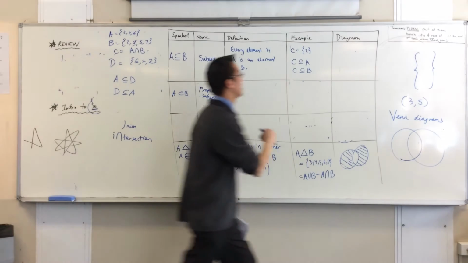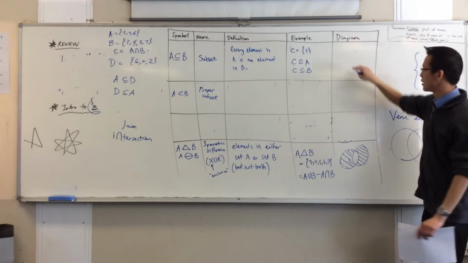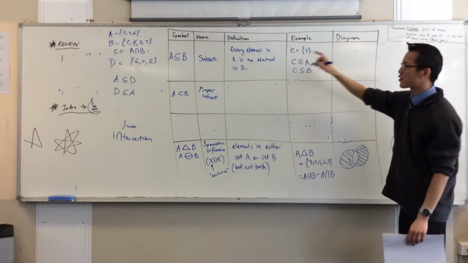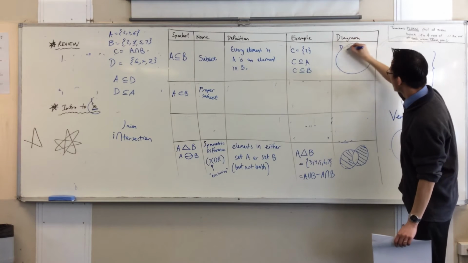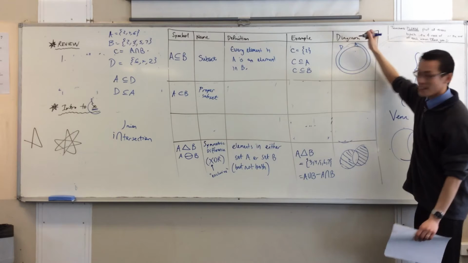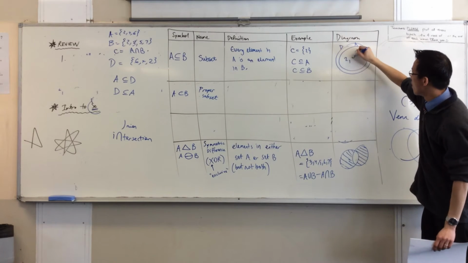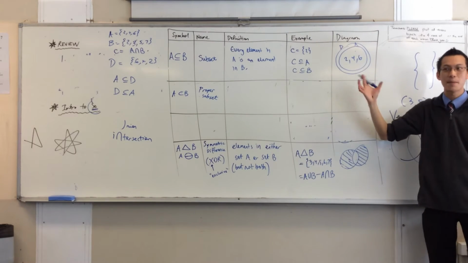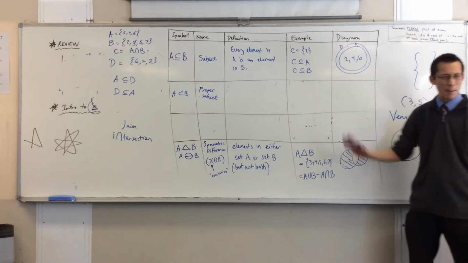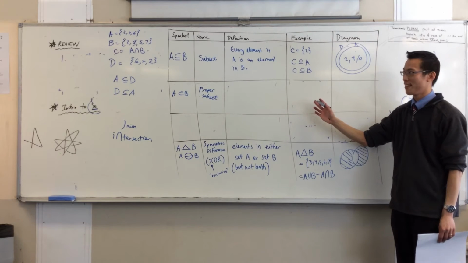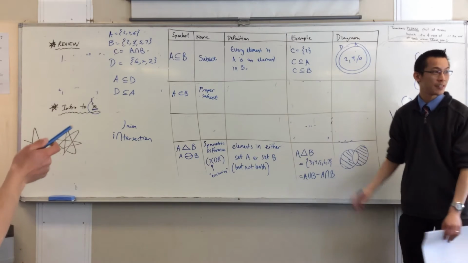So here are my diagrams now. Let's go with D and A. Here's D, and here's A inside it, and that's 2, 4, and 6. They're subsets of each other. They're mutual subsets, if you like. But a proper subset, there's going to be something else.